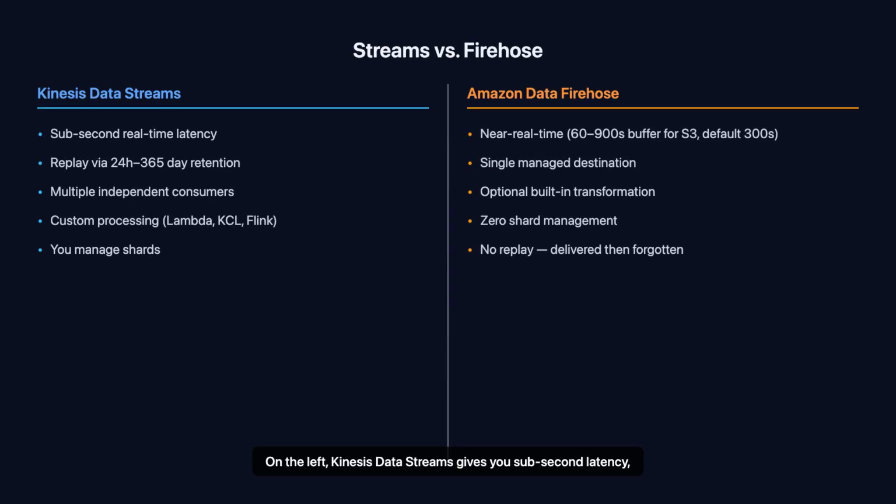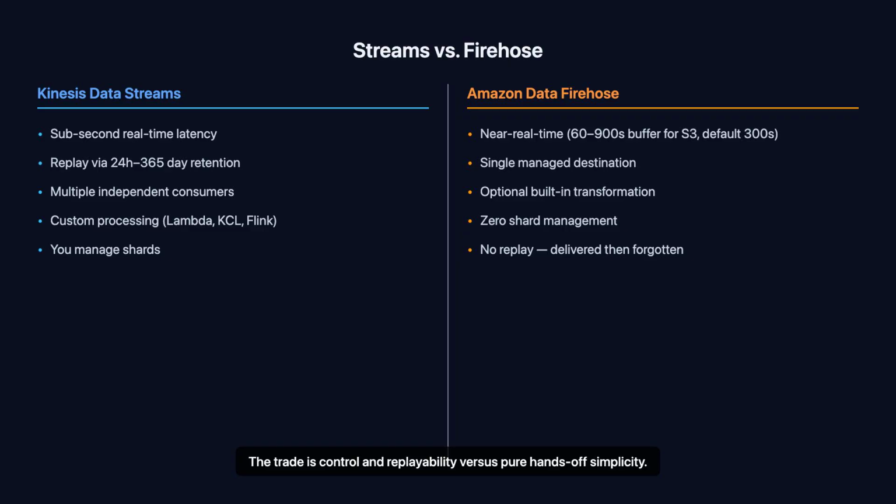On the left, Kinesis Data Streams gives you sub-second latency, replay through a retention window of up to a year, multiple independent consumers, and custom processing with Lambda, the Kinesis Client Library, or Apache Flink, but you own the shards. On the right, Amazon Data Firehose gives you near real-time delivery with a configurable buffer, 60 to 900 seconds for the S3 destination, defaulting to 300, a single managed destination, optional built-in transformation, and zero shard management. Note that the zero buffering feature added in late 2023 applies to application destinations like OpenSearch and Redshift, not to S3, which keeps its 60-second minimum. Either way, no replay. Once it's delivered, it's forgotten.